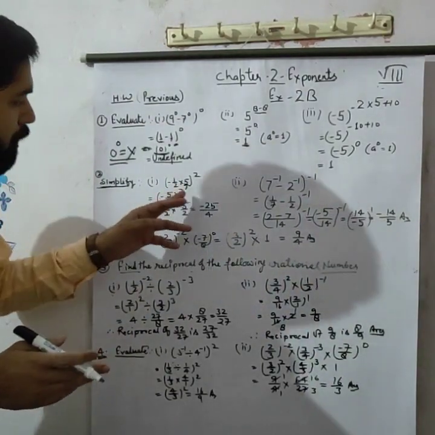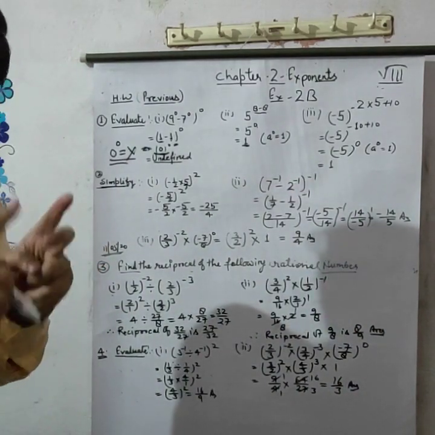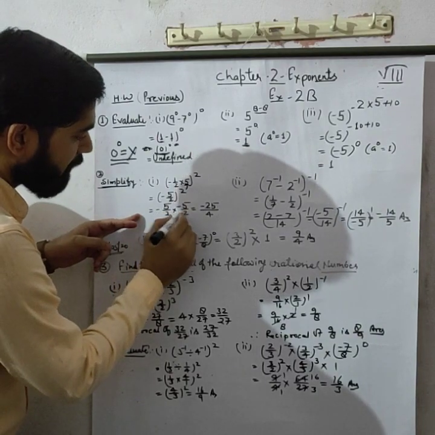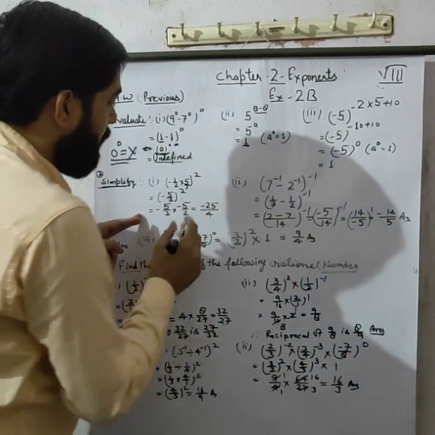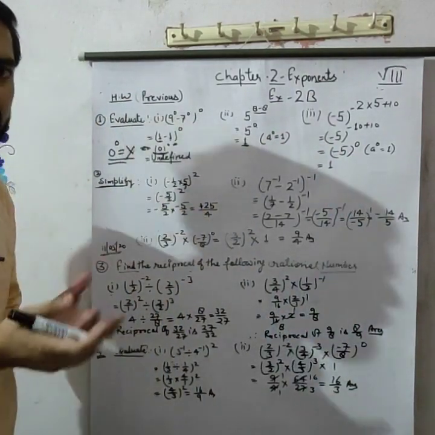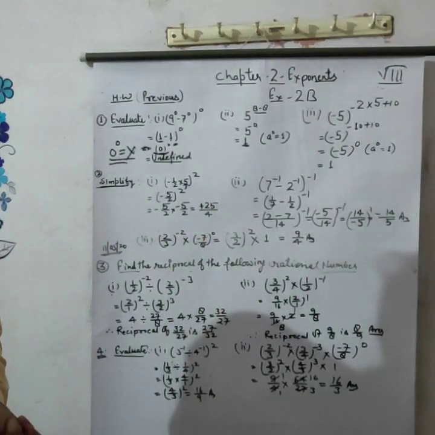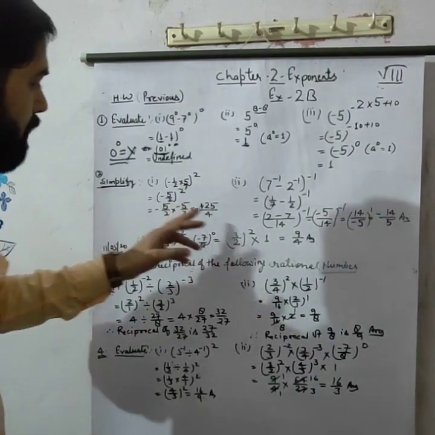Minus 5 upon 2 raised to power 2 means minus 5 upon 2 multiplied by itself 2 times. So minus 5 upon 2 multiplied by minus 5 upon 2. Then 5 fives are 25, and minus times minus gives plus. So 25 upon 4. The answer will be 25 upon 4.